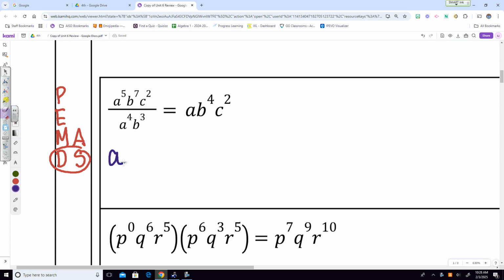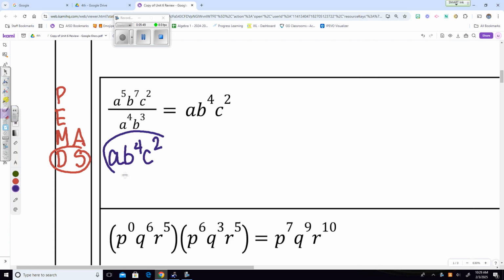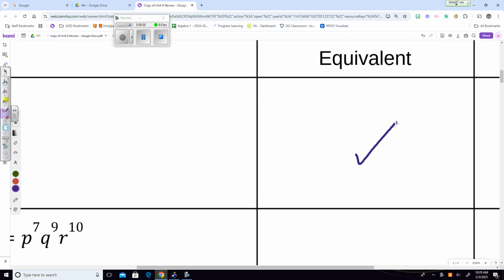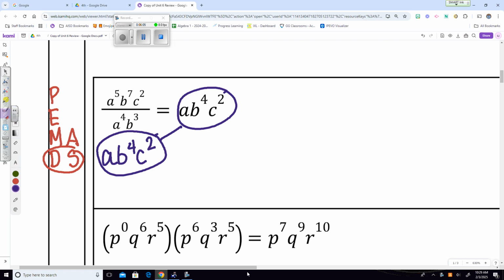B's, we have them in the numerator. Do you have them in the denominator? Yes. 7 minus 3 is 4. Then C's, you have them in the numerator. Do you have them in the denominator? No. So it's just C squared. Did I get this answer? Yes. So are they equivalent? Yes. So you're going to check off the box that says equivalent. With me there? Okay.